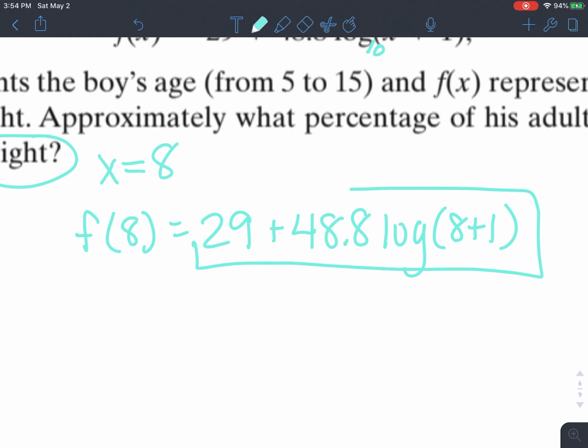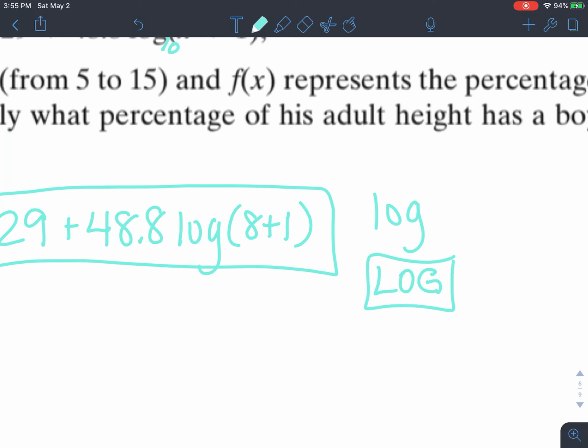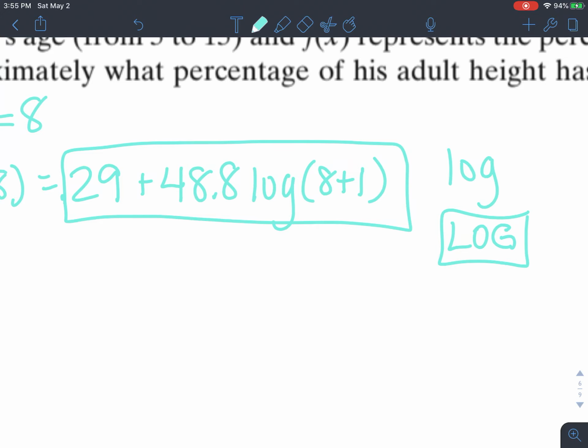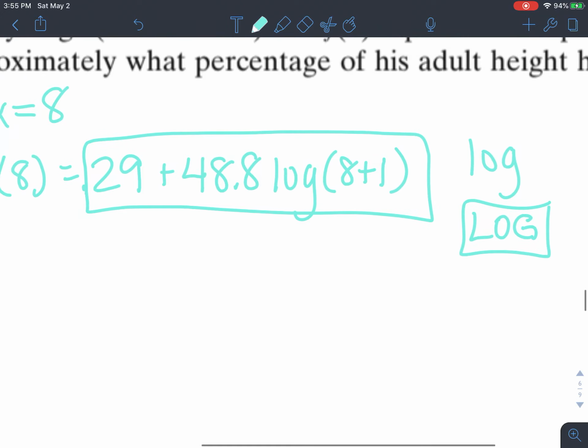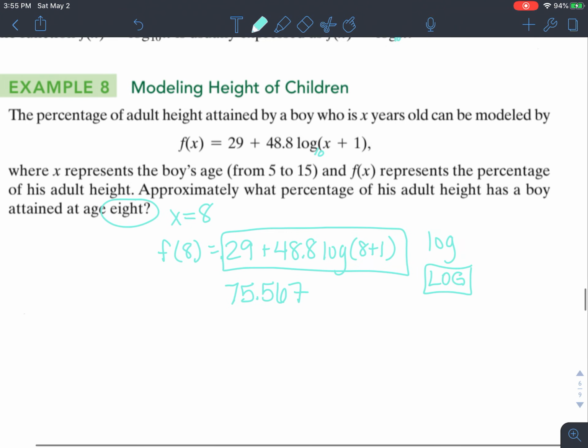And this can be typed right into your calculator. The log button on your calculator is right next to the 7. So it's just to the left of the 7 and it's all in caps like this. Now, if you press that button, it's assuming that you want a base of 10. If you don't want a base of 10, we have to go somewhere else, and I'll talk about that in a minute. So if you type this in the calculator, you're going to get 75.567. So basically, by the time this kid is 8, he will have reached 75% of his adult height.